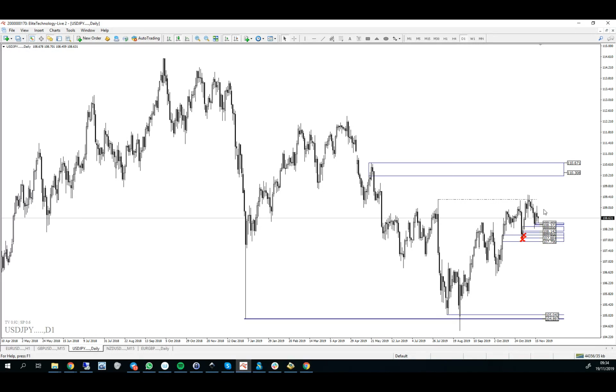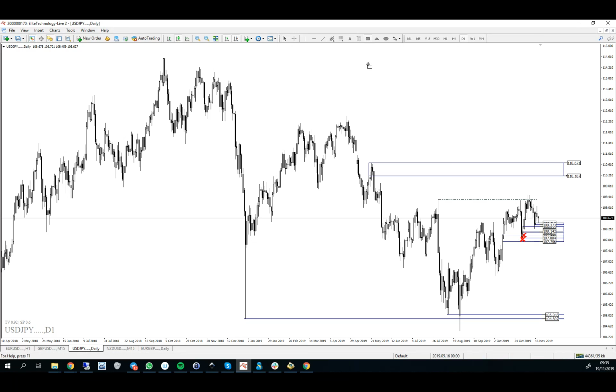it can be worthwhile. So buy the US dollar, sell the Japanese yen all the way around to 110, 18s, and that would give us a very cool trade to buy. So these are the levels that we expect for the Japanese yen.